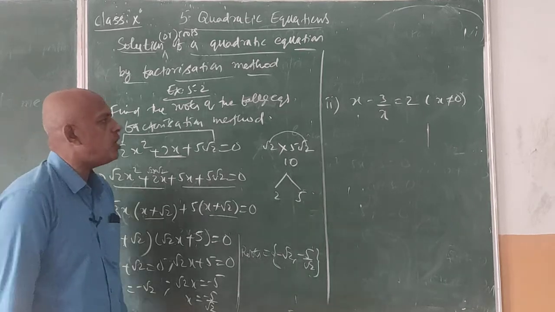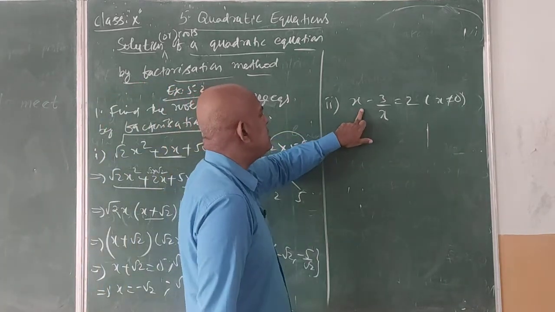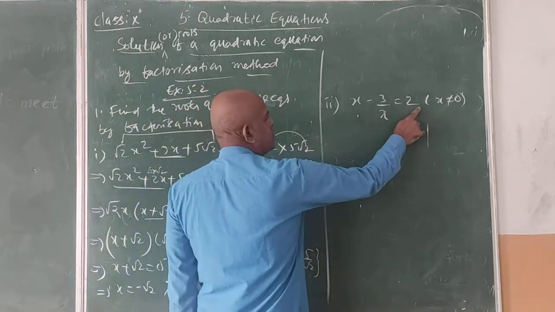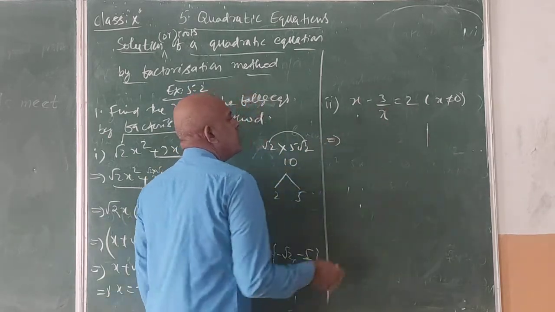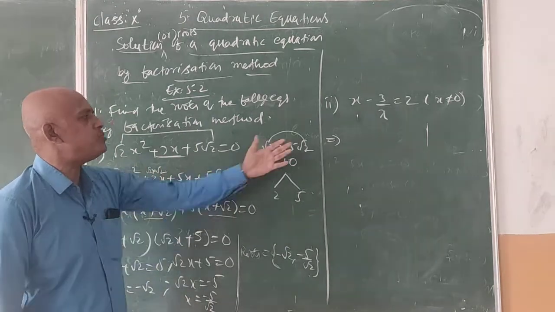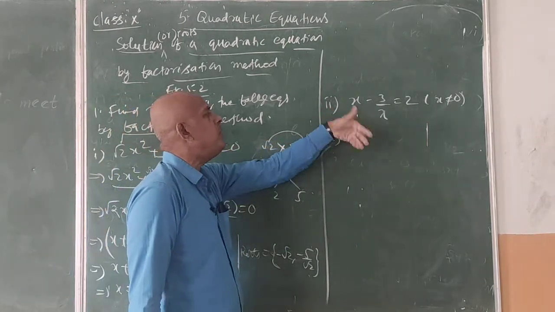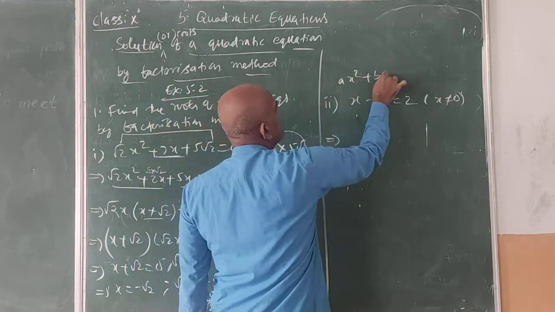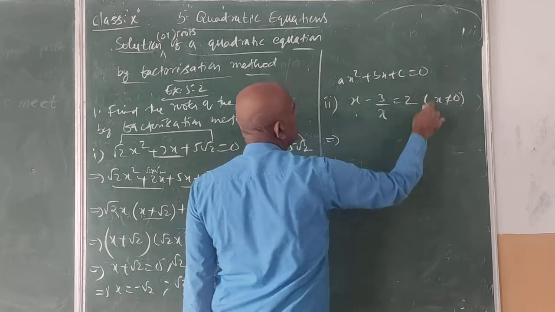Now we move to the next equation. This is x minus 3 by x is equal to 2. Let us take first, we have to convert it into the general form of a quadratic equation, which is in the form of ax square plus bx plus c. But it is not in the general form. We have to convert it into the form of ax square plus bx plus c is equal to 0.